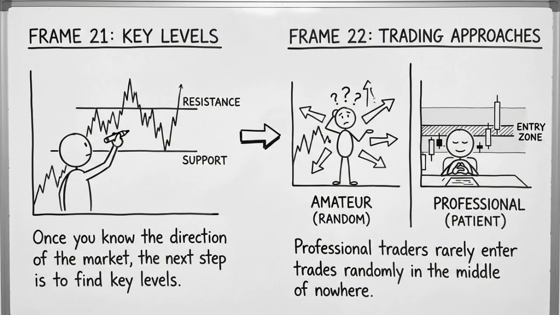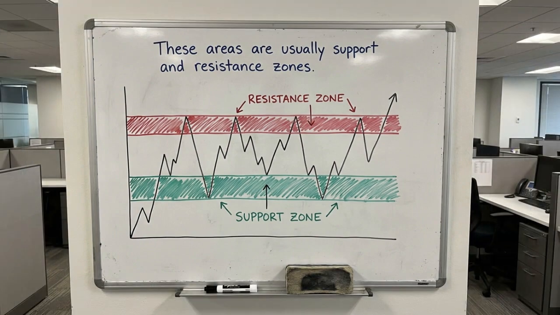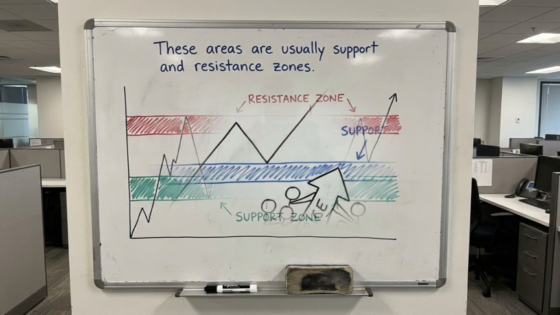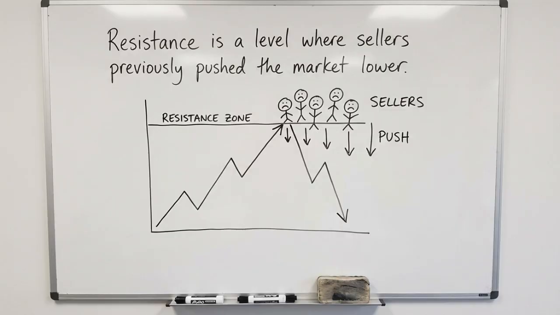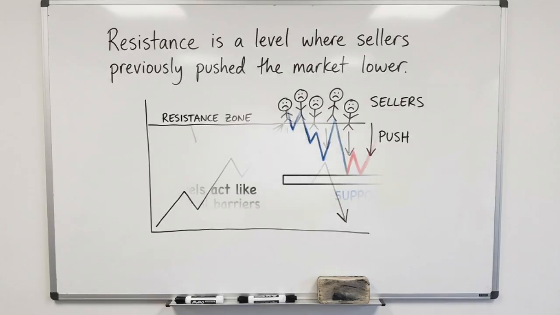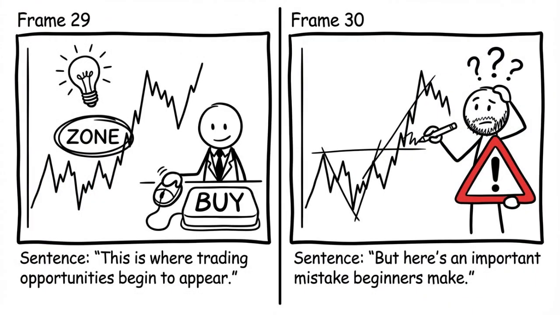Once you know the direction of the market, the next step is to find key levels. Professional traders rarely enter trades randomly in the middle of nowhere. They wait for price to reach important areas. These areas are usually support and resistance zones. Support is a price level where buyers previously stepped in and pushed the market higher. Resistance is a level where sellers previously pushed the market lower. These levels act like psychological barriers in the market. When price returns to these zones, there is often a reaction. This is where trading opportunities begin to appear.